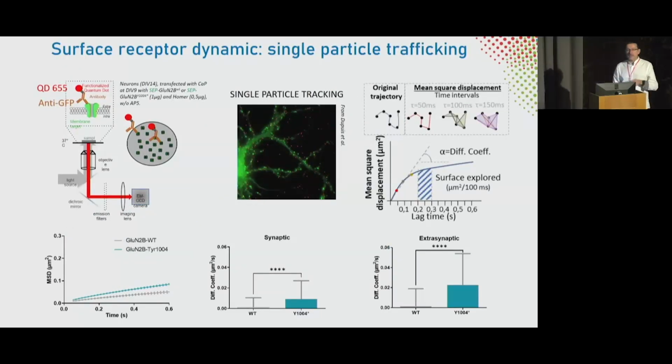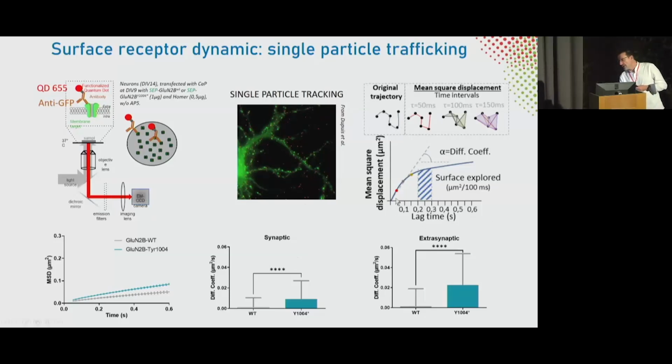This method lets us follow one subunit of the NMDA receptor. Each red dot that you can see in this picture corresponds to one receptor, and we can measure the trajectory of this receptor at the surface of the neuron, and the surface explored by the receptor at the surface of the neuron.